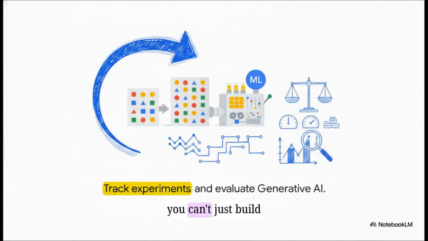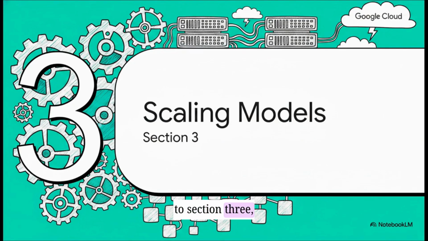But hey, you can't just build in a vacuum, right? You must measure. Tracking ML experiments and evaluating generative AI is absolutely critical. You'll use Vertex AI TensorBoard seamlessly combined with TensorFlow or PyTorch to visualize your model's performance and spot bottlenecks early on. Plus, if you're working with generative AI, you have to rigorously evaluate it, balancing out metrics for accuracy, creativity, and definitely potential bias.